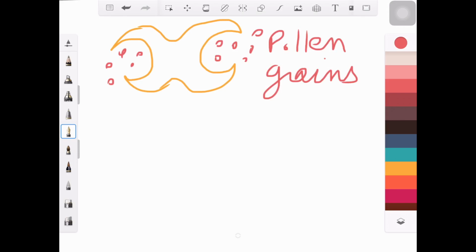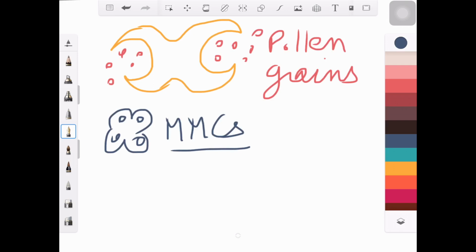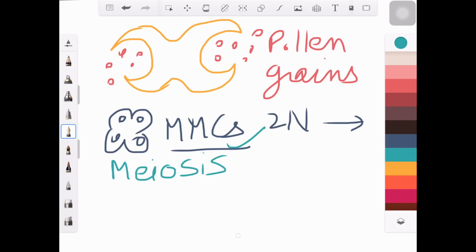But how are these pollen grains produced? First of all, I am just reminding you of all the events which happened. Again, if you remember, these were the pollen sacs. In these there are microspore mother cells lying, many microspore mother cells, which are 2N, that is diploid structures. And they undergo which division? Meiosis. Yes, the microspore mother cells undergo meiosis.